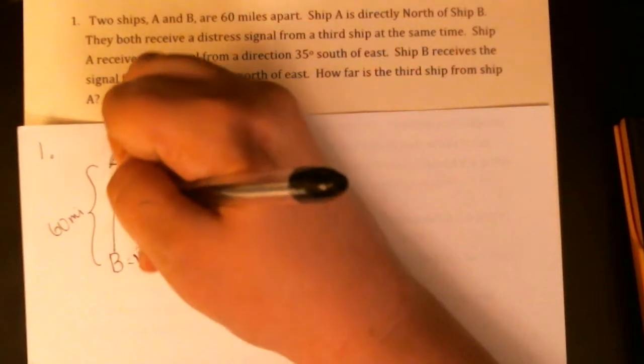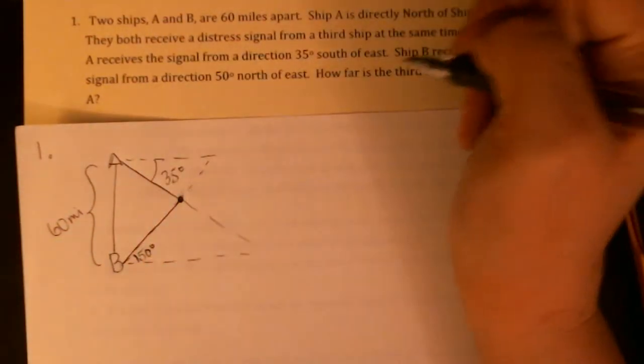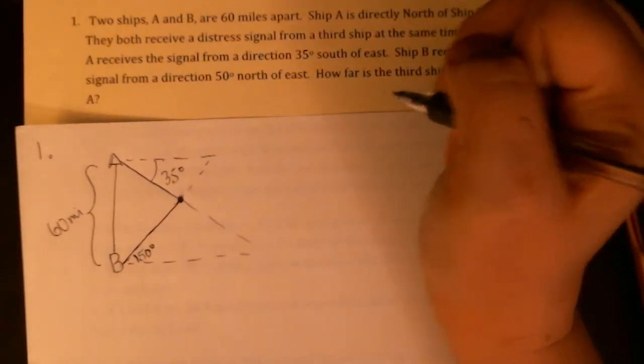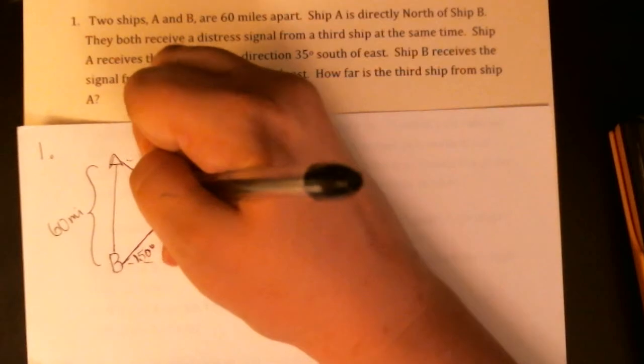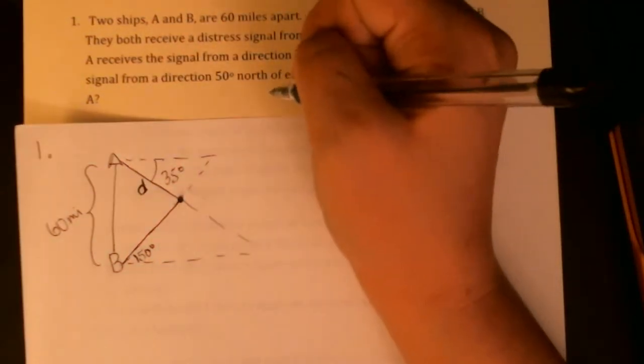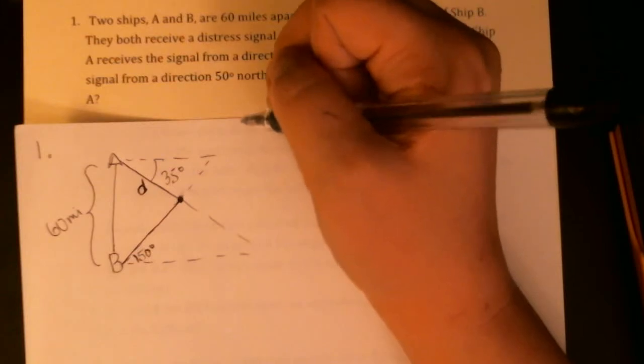So here's our triangle. And we're looking for how far the third ship is from A. So we're looking for this distance right here. That's our goal. Okay, so if we look at our info, right now we don't have a ton, but we can get quite a bit.